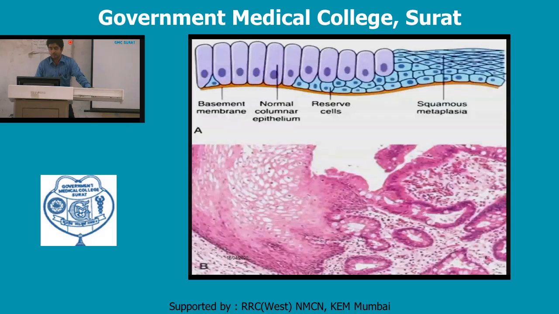This is a diagrammatic and microscopic image of columnar metaplasia. On the left half, we can see the presence of squamous epithelium here. In long-standing chronic esophagitis, like due to acid reflux disease or in certain other conditions, this squamous epithelium may transform into columnar epithelium. So it is an example of columnar metaplasia. In the esophagus, it is also known as Barrett esophagus.